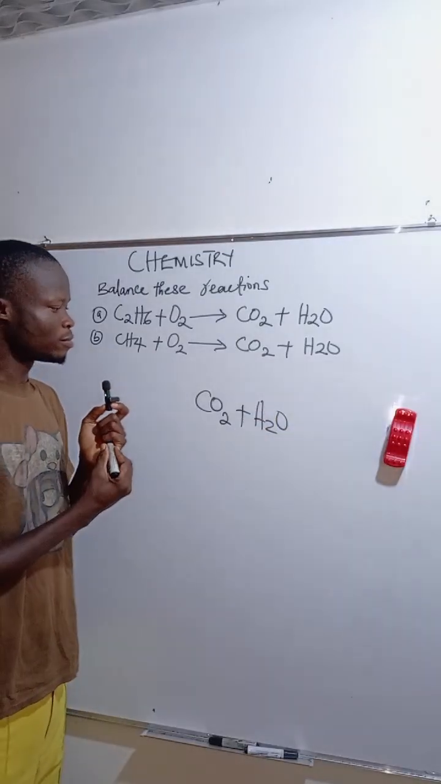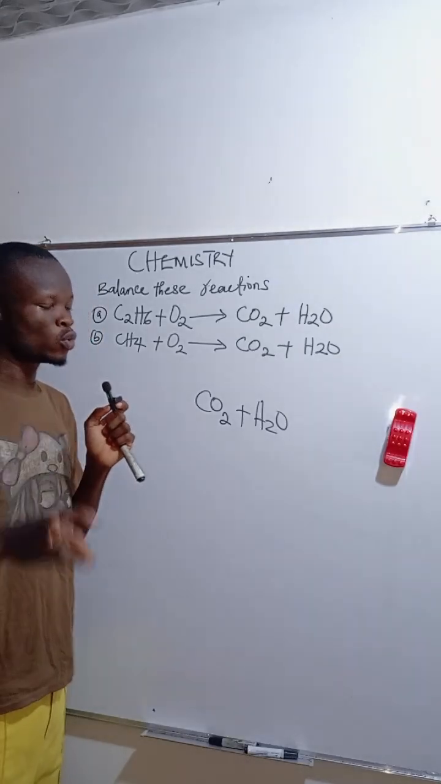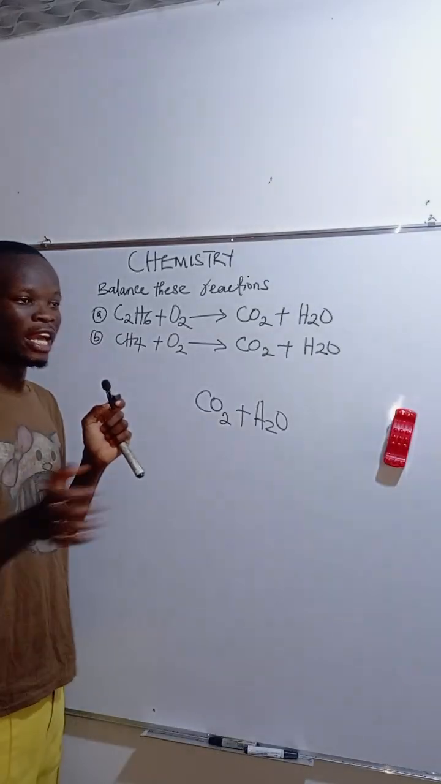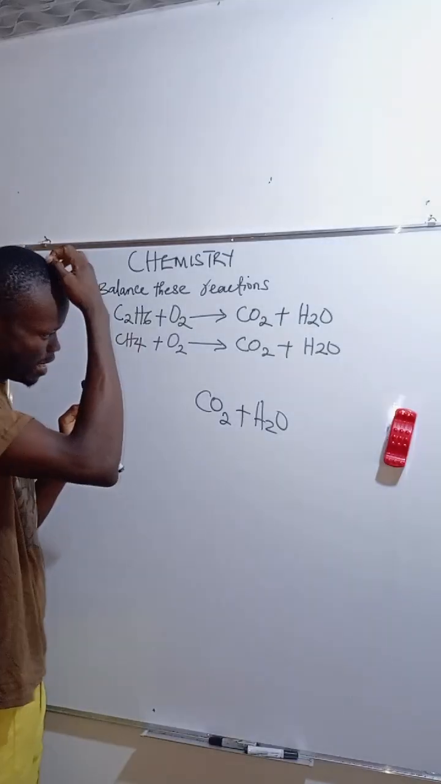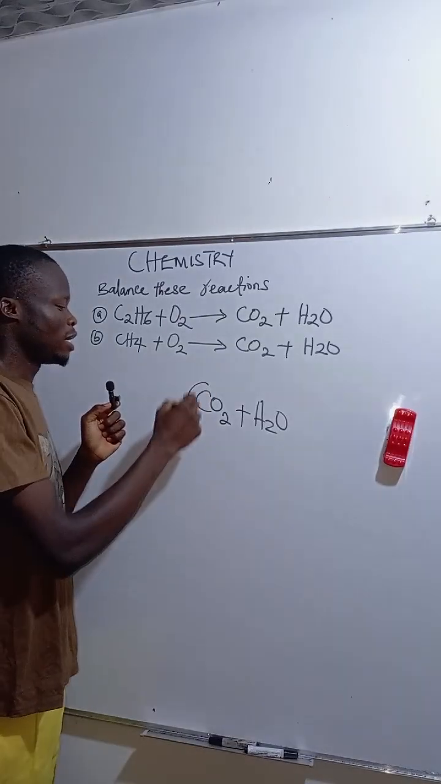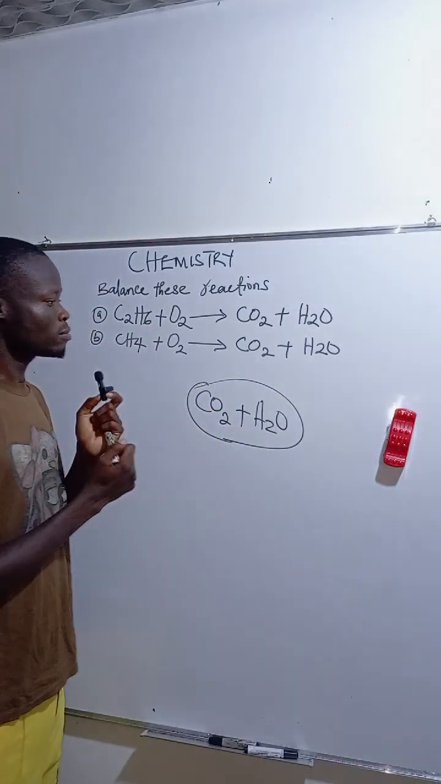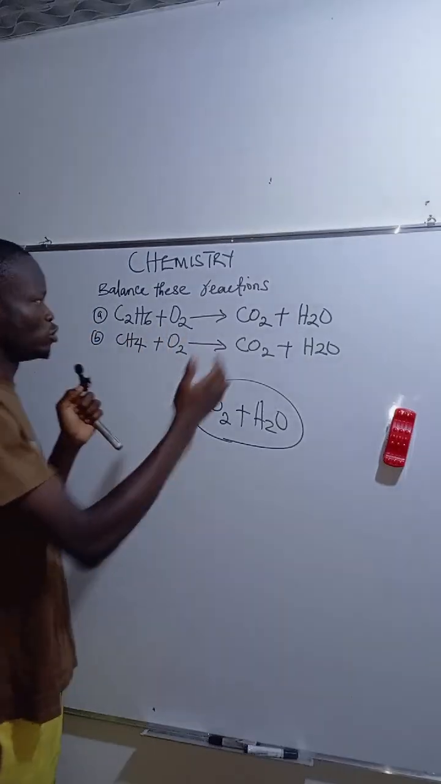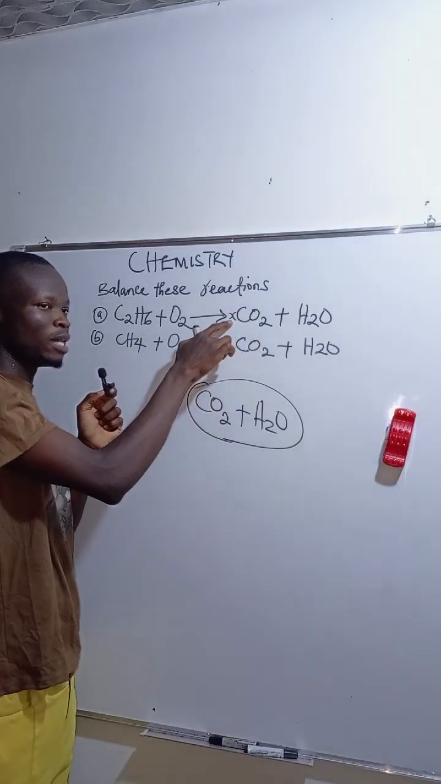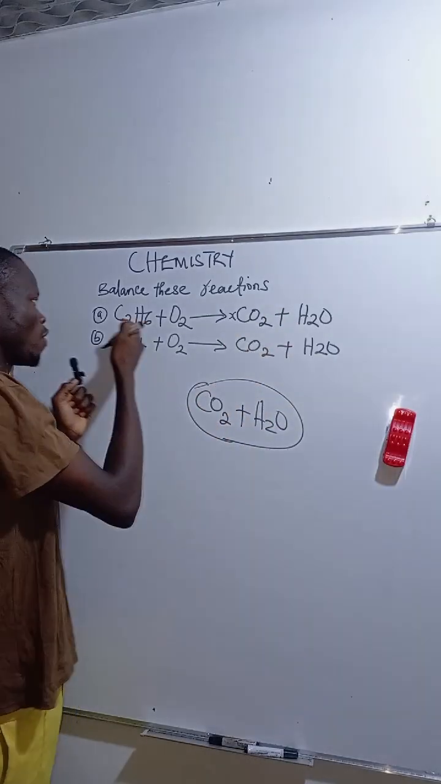Let me say it again. When an organic compound reacts in air, combusts in air, undergoes combustion in air, in as much as it is in air, the products are always what? Carbon dioxide and what? Water. Now, in some cases, they can give you this and ask you what is the coefficient of this, the number that is supposed to be at the back of carbon dioxide, or the number that is supposed to be at the back of water.